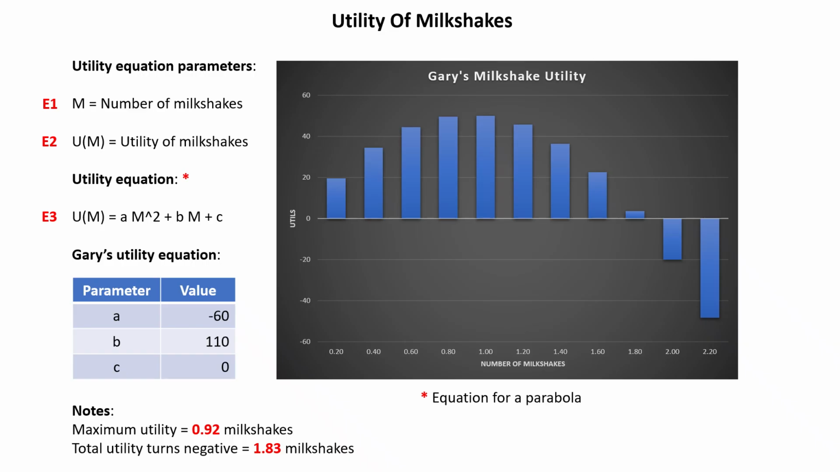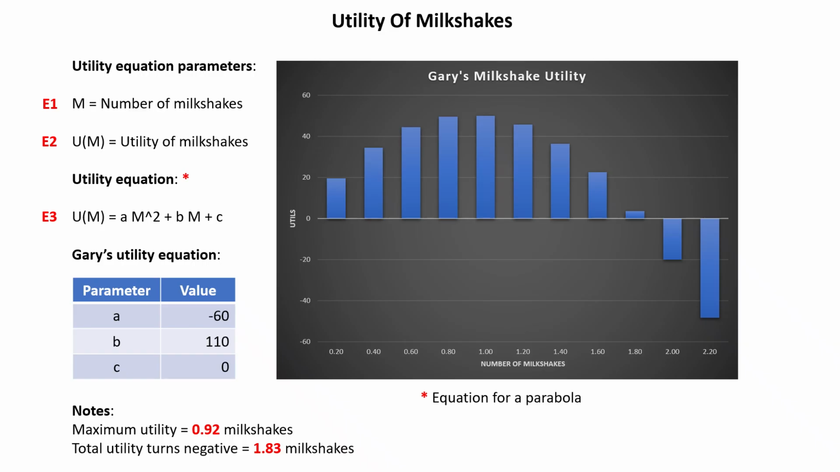So what I've done is I've just taken a look at the table. I've plugged some numbers in from E3, this is our utility model, and we have the parameters A, B, and C. The M is the number of milkshakes, so we don't have to worry about that. But A, B, and C we need values for. These are the parameters to my model.